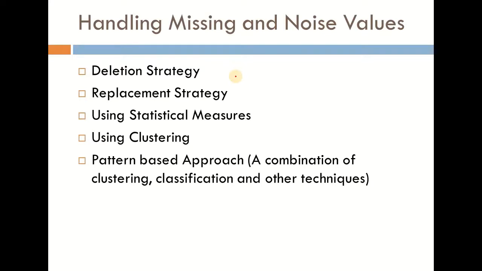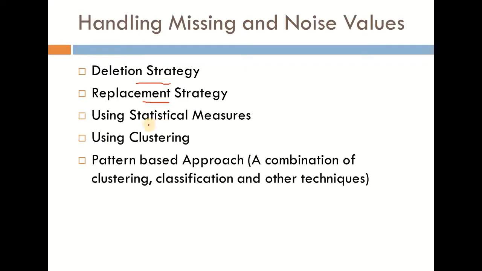We can have 5 different strategies for dealing with them. The first one is called a deletion strategy. According to this approach, the rows or the records that are causing problems or having these issues can be deleted. The same way, if we have a feature represented by a column having most of such issues, it can also be deleted. The second approach is to come up with a replacement strategy. With this strategy, the missing or noise value is replaced with different possible values, where each one of them is treated as a separate instance.